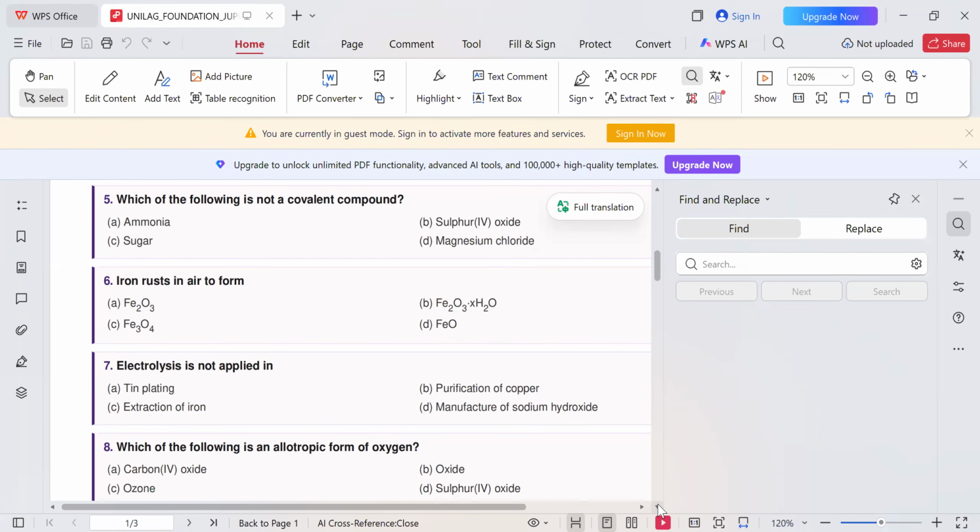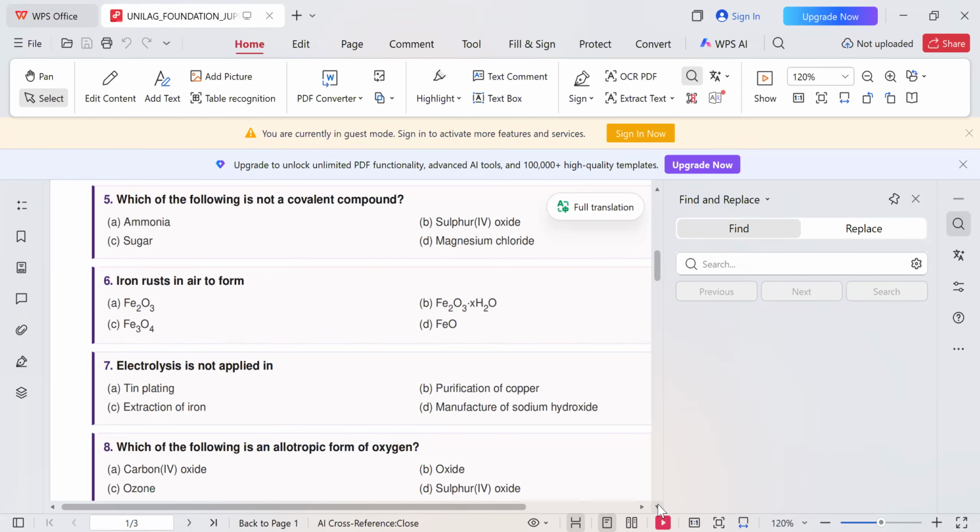So number 7, electrolysis is not applied in what? Now we have the applications of electrolysis. Please, if you have your book, you can write it down. The acronym is EPE. You can use EPE.